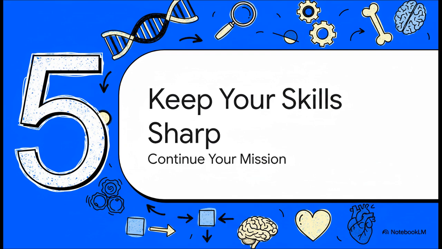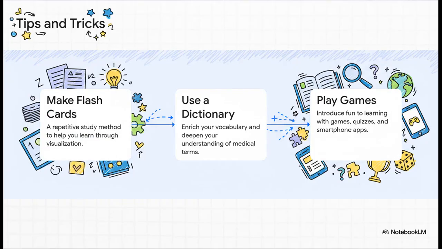Well, here are 3 really great tips to keep your new decoding skills sharp. First, make some flashcards. I know it sounds old school, but the simple act of writing a term on one side and its meaning on the other is a really powerful way to learn. Second, grab a medical dictionary or use one online to look up new words. And third, make it fun. There are tons of terminology games and quizzes you can find to practice.